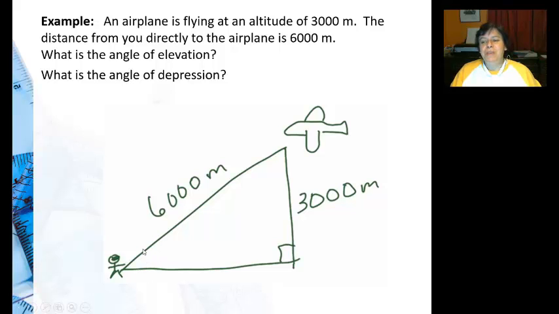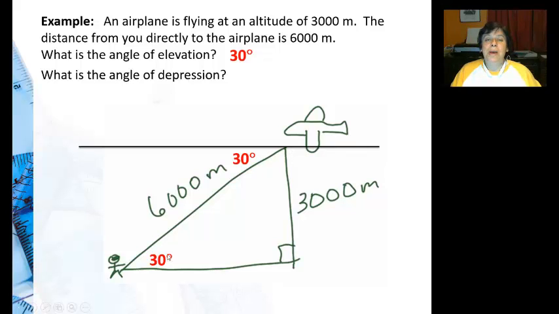Just assume that the angle of elevation here is 30 degrees, and I'll teach you in another lesson why that is the case. And so if you know that angle is going to be 30 degrees, then you draw a parallel line here, and your angle of depression is going to be the same. So in our next lesson, I'll teach you why that angle has to be 30 degrees.